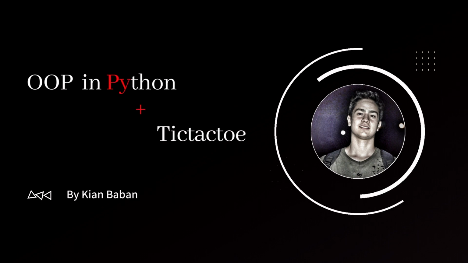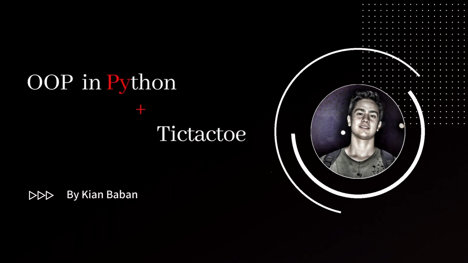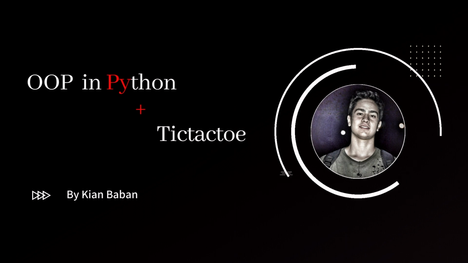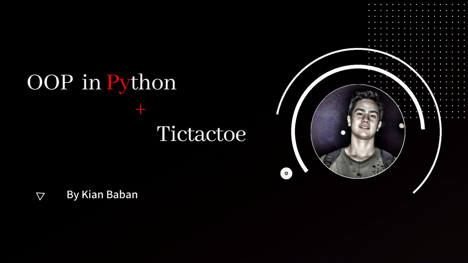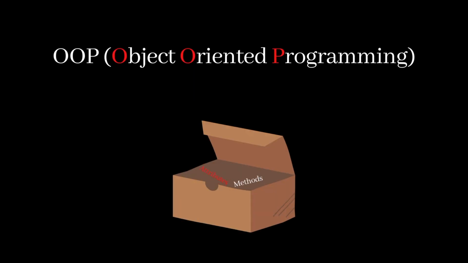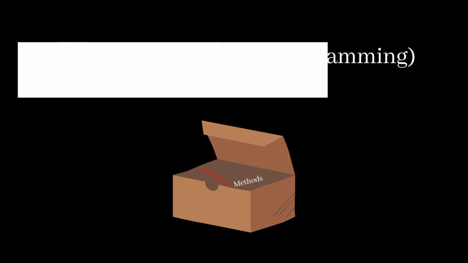Hello, my name is Kian Baban, and in this video we're going to cover OOP, or Object-Oriented Programming, in Python by building a game. First, we need to know what Object-Oriented Programming, or OOP, is. It is a method of structuring a program by building related attributes and methods into individual objects.